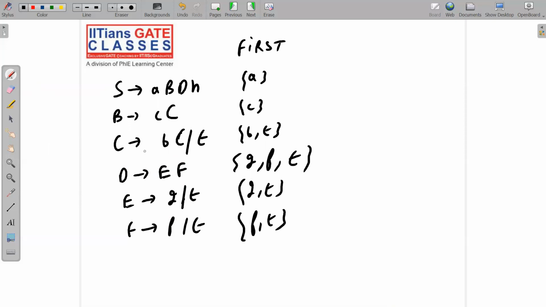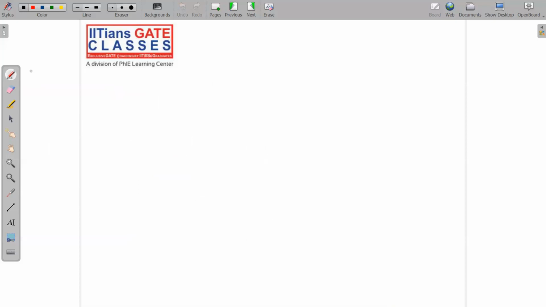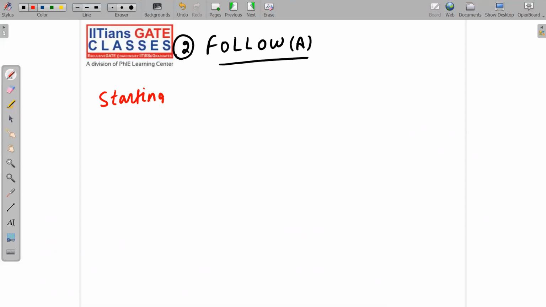Now I will start the next concept, that is follow. Please note it down carefully. So follow of A we need to find. We are jumping into the next basic concept, follow. We have to study first and follow, and then we will be able to design the table. So follow of capital A, what is it? I am writing the definition and then I will explain it. Starting from S, please note it down carefully. Each and every word of the definition is very, very important.